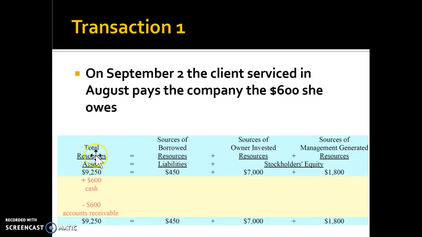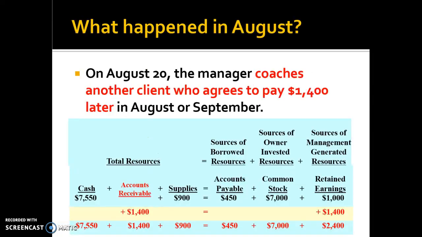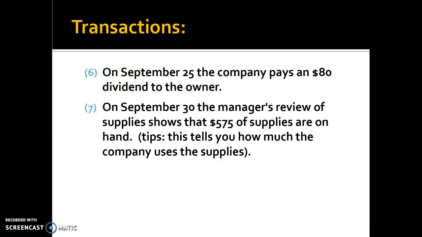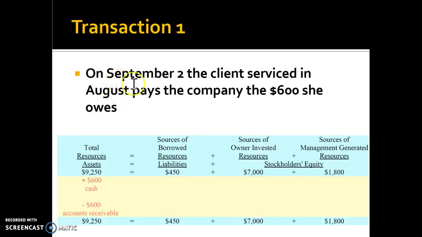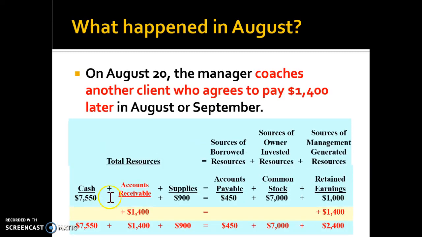Look at transaction 1. On September the 2nd, the client served in August pays the company the $600 she owes. What happened in August? If we go back, because this transaction is related to the August transaction where the company served a client, but the client still owes the company money, right? So let's look at what happened in August. If you remember, on August the 20th, in last week's material, the manager coaches a client who agrees to pay $1,400 later in August or September.